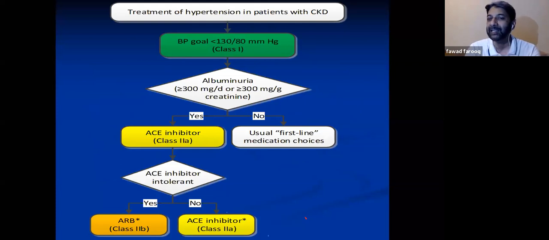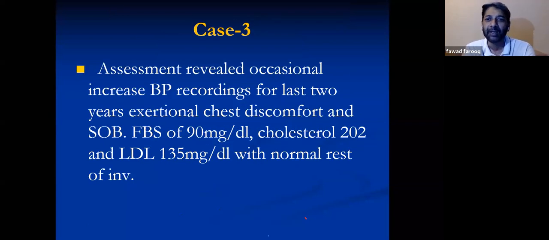Let's take the third scenario with the same patient. Assessment revealed occasionally increased blood pressure recordings for the last 2 years, exertional chest discomfort and SOB, with FBS of 90, cholesterol 202, LDL 135, with the rest of the investigation normal. Now, what's the difference in this patient? The difference is made by this exertional chest discomfort.